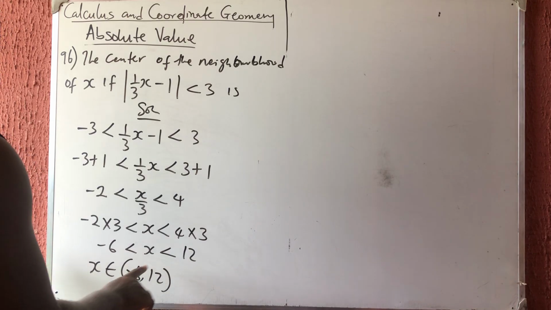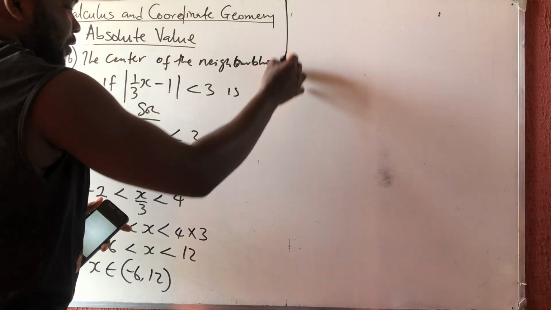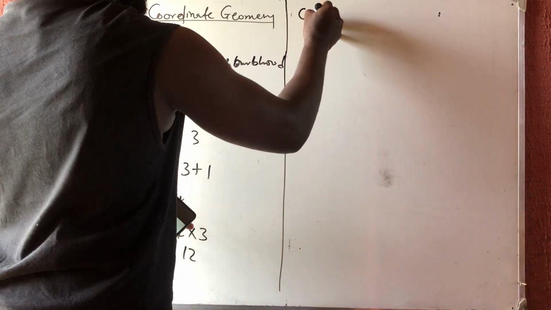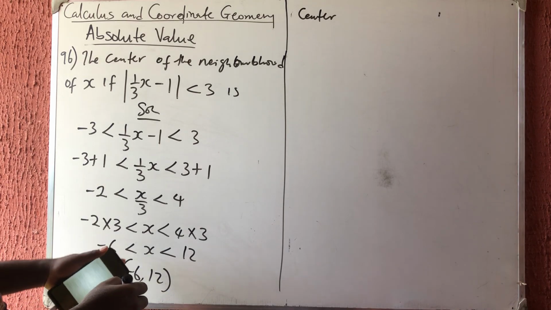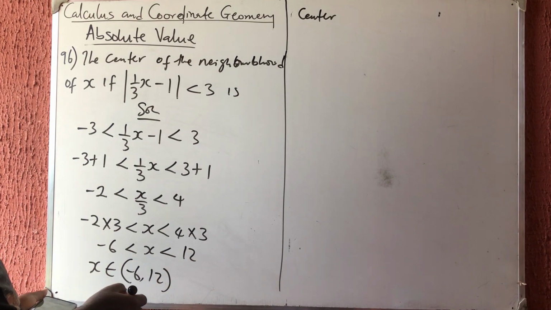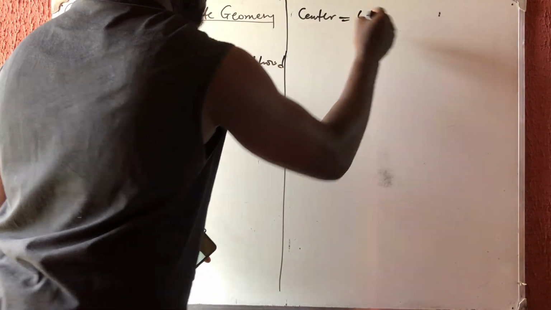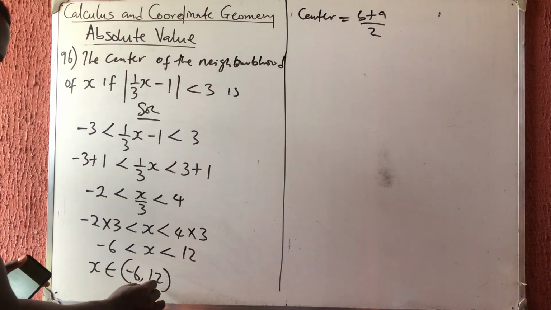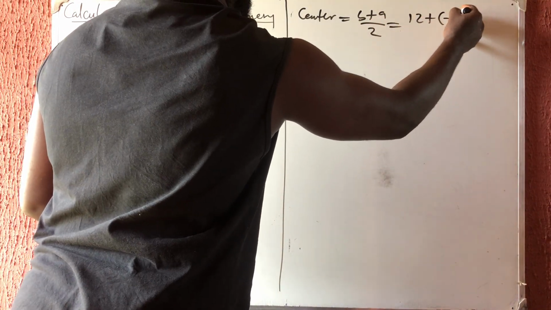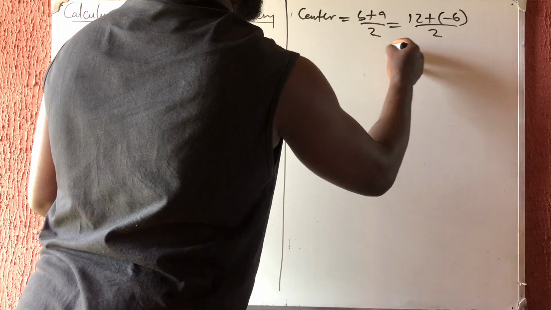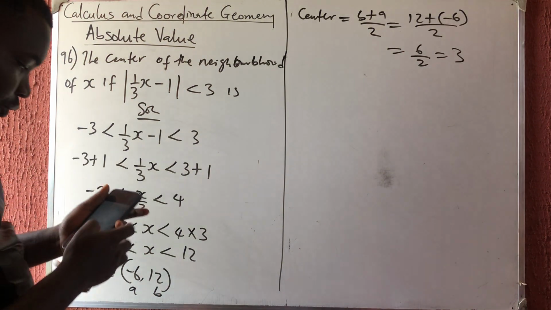Why did I use open interval? Because I did not have equal to here. So they say we should find the center. Don't forget that the neighborhood is the same thing as the general solution because it's an open interval already. The center is simply (B plus A) over 2, and this is my A and this is my B. So we have 12 plus minus 6 divided by 2, which is 6 over 2, which is 3. So that is the center.